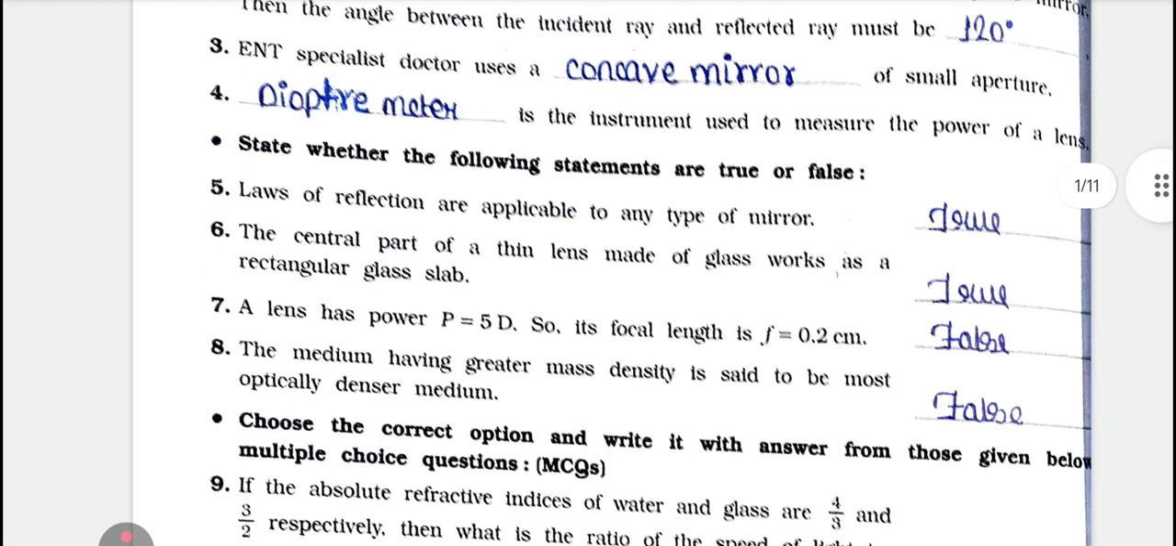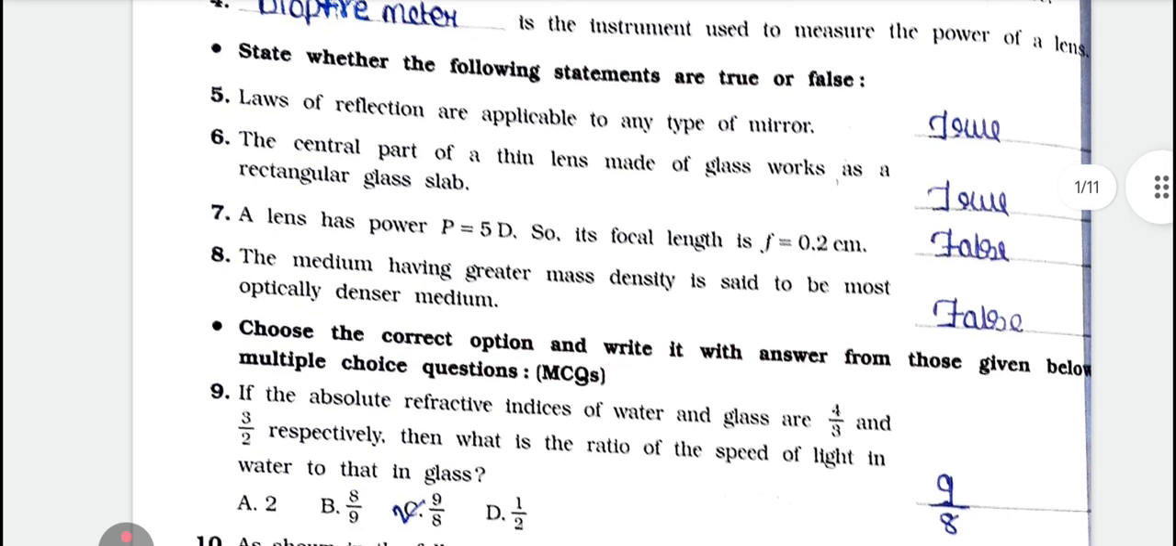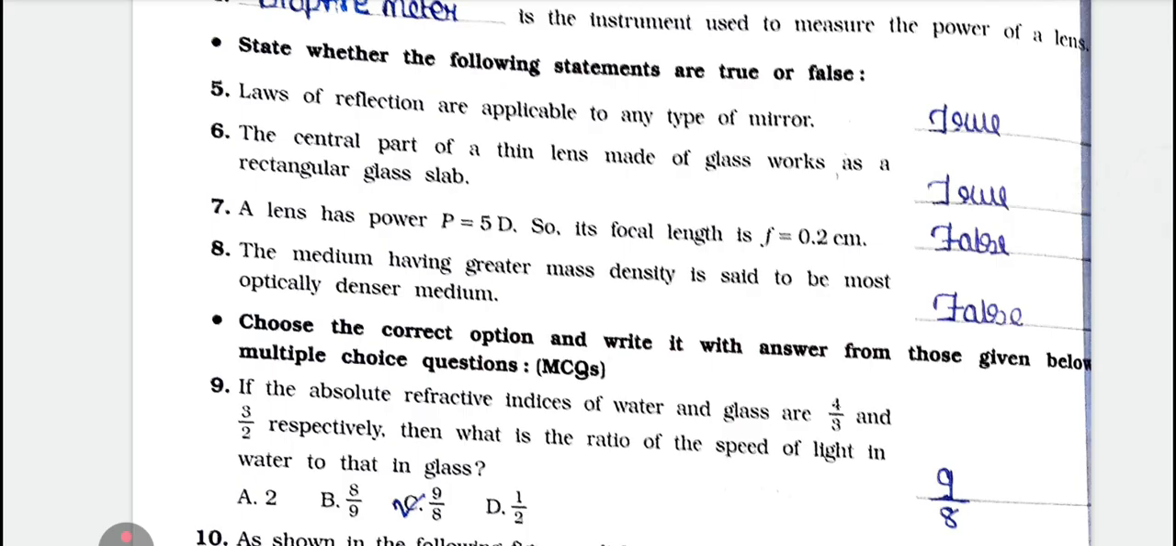Next, true false की बात करेंगे. Laws of reflection are applicable to any type of mirror. So true. The central part of a thin lens made of glass work is a rectangular glass slab. True. A lens has a power P equal to 5D, so its focal length F is equal to 0.2, so false. Next, the medium having the greater mass density is said to be the optically denser medium, so also false.